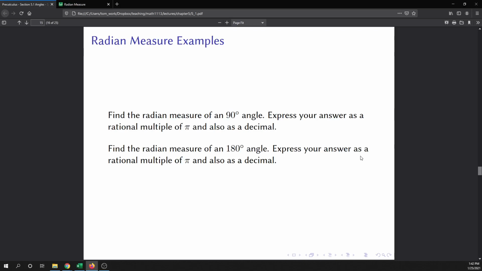All right, so let's look at some examples. The first example says find the radian measure of a 90-degree angle. Express your answer as a rational multiple of pi. When I say that, that's a fraction times pi, and also as a decimal. Okay. So what we're going to do is, let me pull this up so I can write on it.